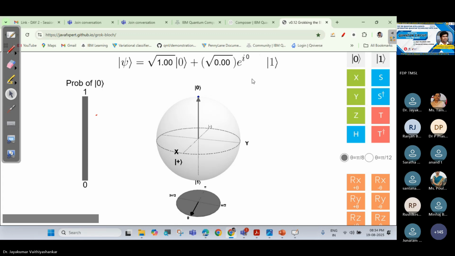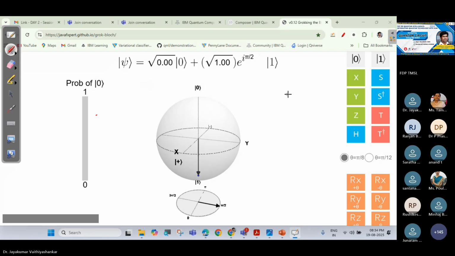Okay, fine. Now click 0, click Y gate. What happens? It will come to state 1, but you can see there is a phase change of pi by 2. So it will introduce a phase shift. It does the X operation, or NOT operation, along with a pi by 2 phase flip.